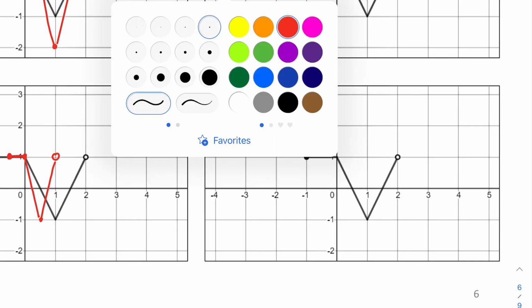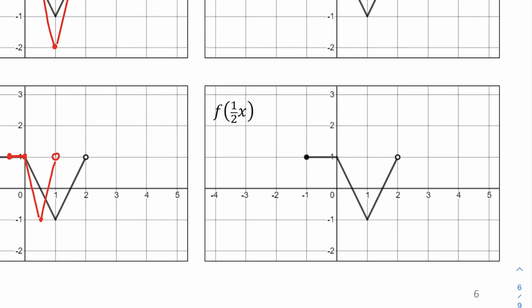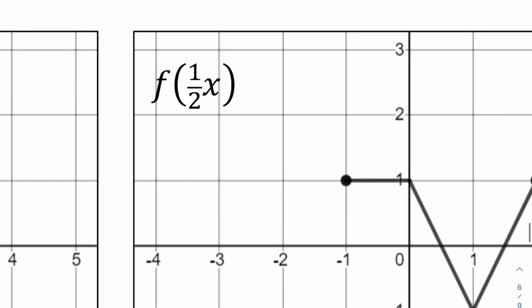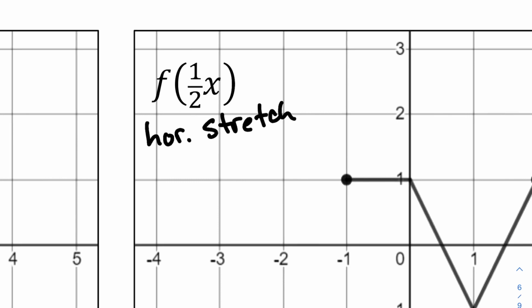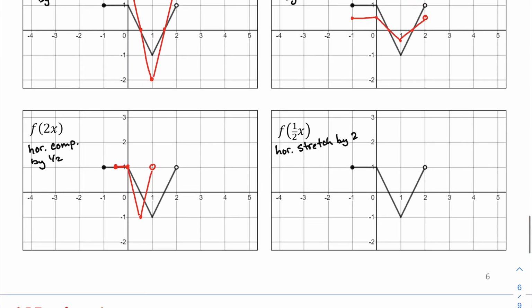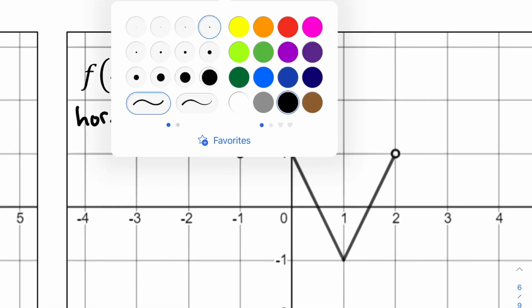And then this last one here, we have another horizontal compression or stretch. The K is a half right there, so do the reciprocal of K, that gives you 2. That tells me this should be a stretch, because the reciprocal of K is more than 1, so we're stretching. This is a horizontal stretch by a factor of 2. So we're going to be doubling all of our horizontal distances from the y-axis.